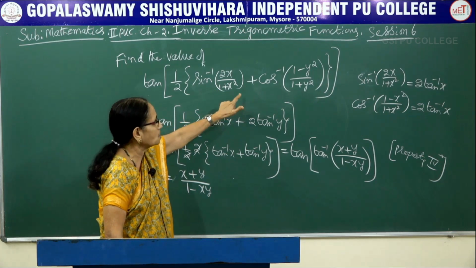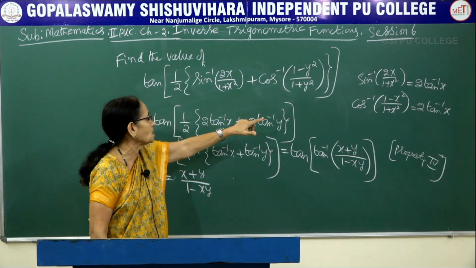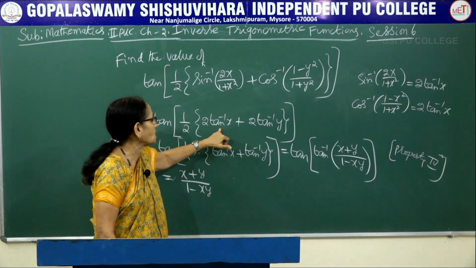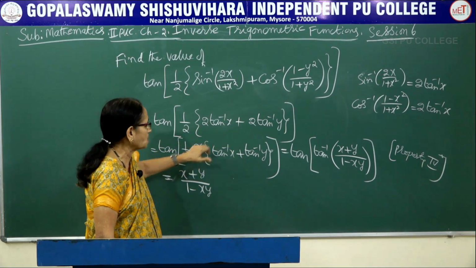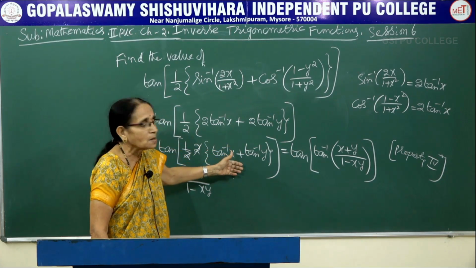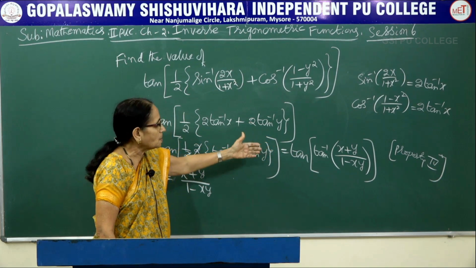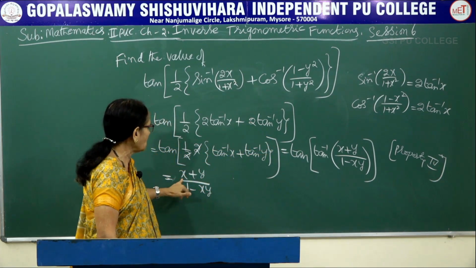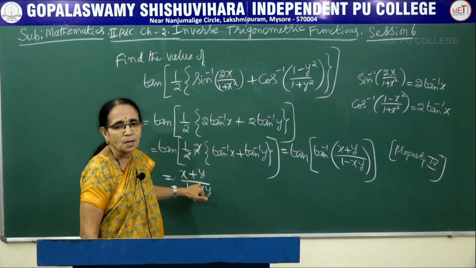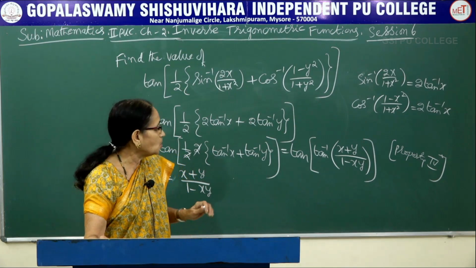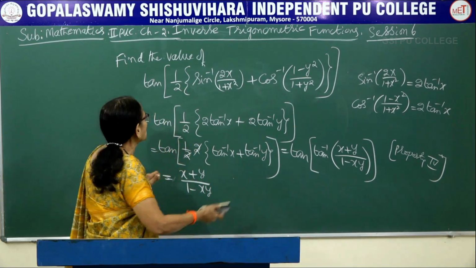For the two functions inside the bracket, I have used a standard result here. Both of them can be expressed in terms of tan inverse function. Taking out 2 as common factor, we are getting a function here. This again resembles another standard result which I have used there. Then using the information tan inverse x is equal to x, I am writing this as x plus y divided by 1 minus xy. Now this is the value of the given function.